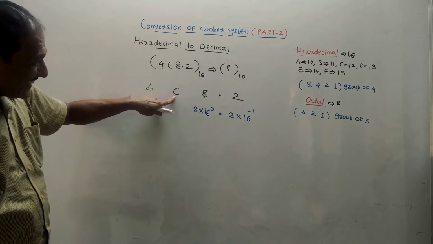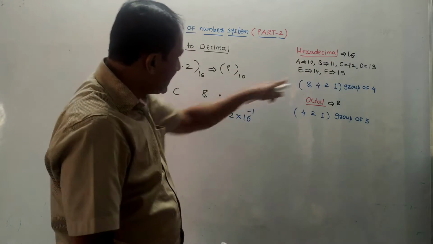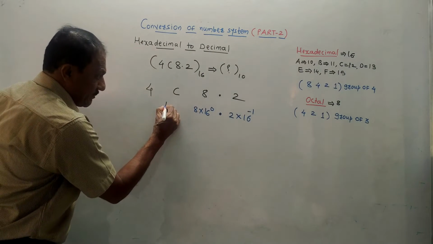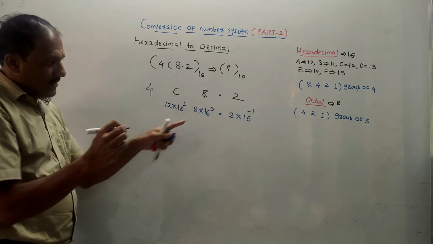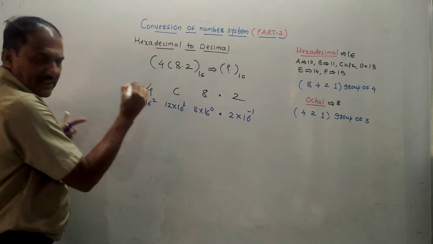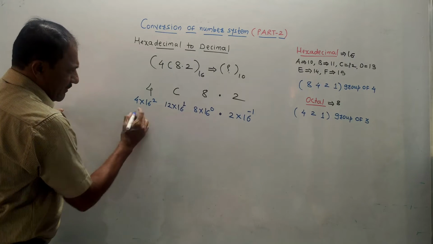Now, this is the letter C. I have given you the reference. Letter C corresponds to number 12. So don't keep C as it is. It is basically 12 into 16 raised to 1. The next number is 4. So very simple, 4 into 16 raised to 2. Likewise, perform the calculation. You just have to do the multiplication.